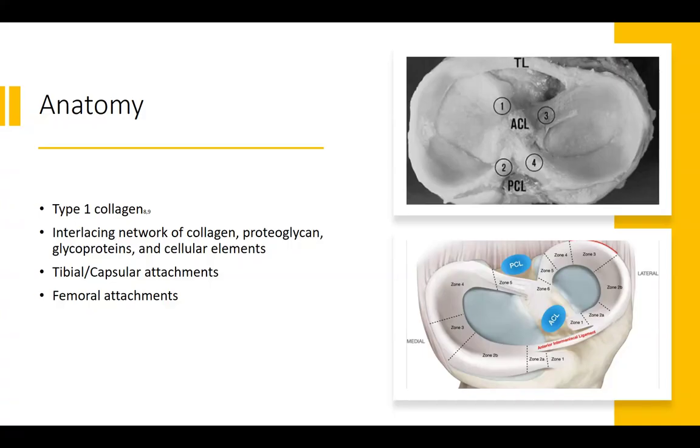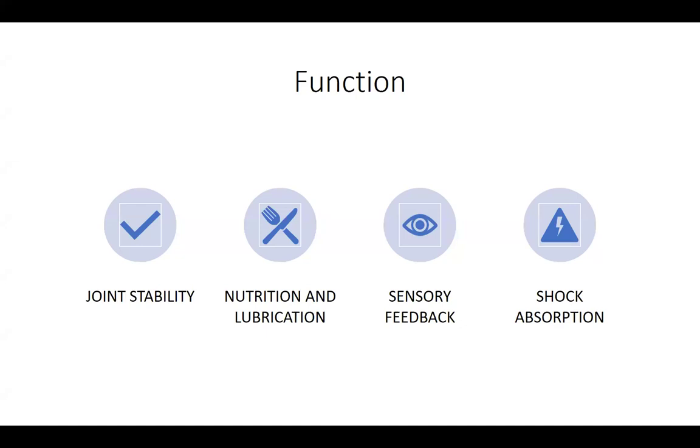Together, these properties allow the lateral meniscus to have increased translation and mobility relative to the more static medial meniscus, which has been shown to act as a secondary stabilizer of the knee.